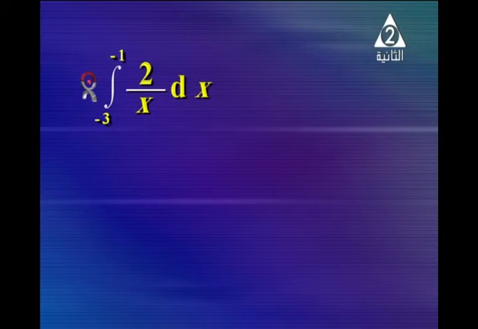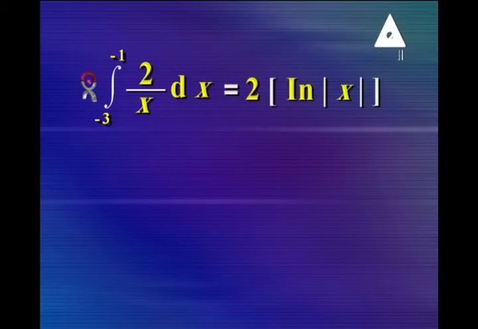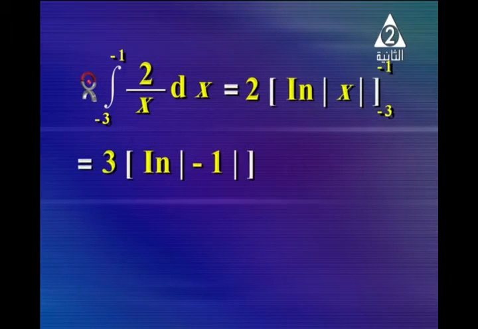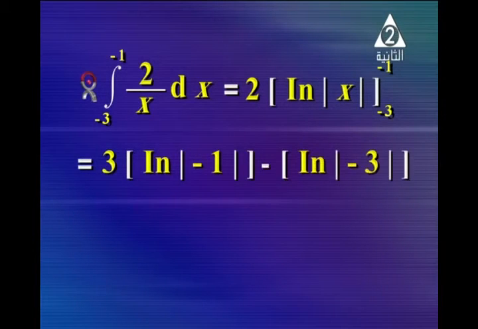Integration of 2 over x dx from negative 3 to negative 1. The lower limit is negative 3, the upper is negative 1. 2 is a constant, so it means 2 multiplied by the integration of 1 over x dx from negative 3 to negative 1, equals 2 multiplied by ln x from negative 3 to negative 1. By substitution, ln negative 1 minus ln negative 3, answer is negative 2 ln 3.